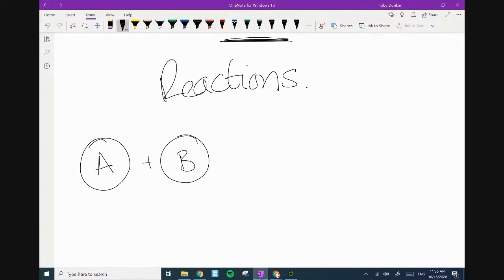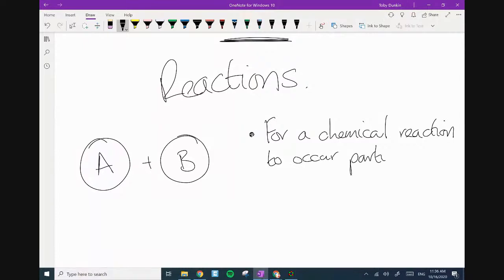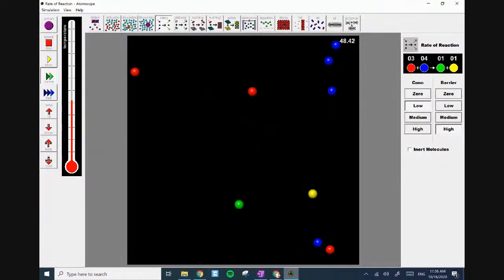For a chemical reaction to occur, particles must collide. Because if you just have one type of particle, reset, and I take that out, there can never be a reaction between these because they're the same particle. Yeah? So those can bounce around all day long.